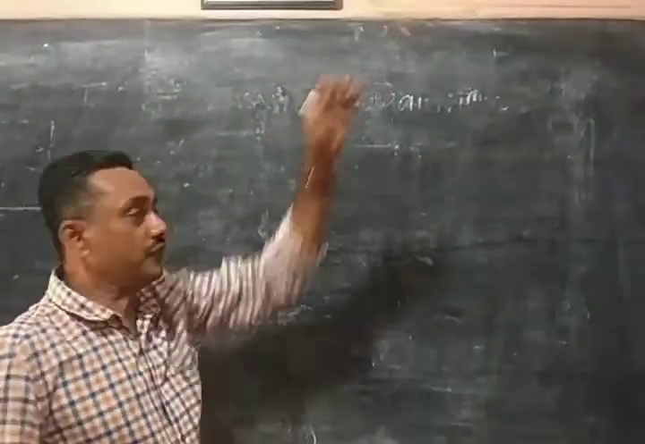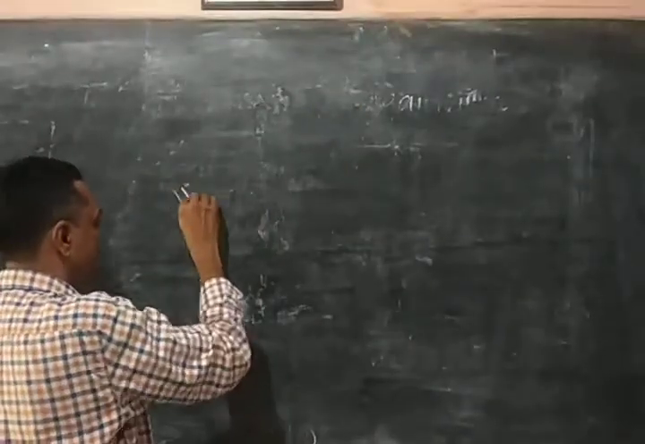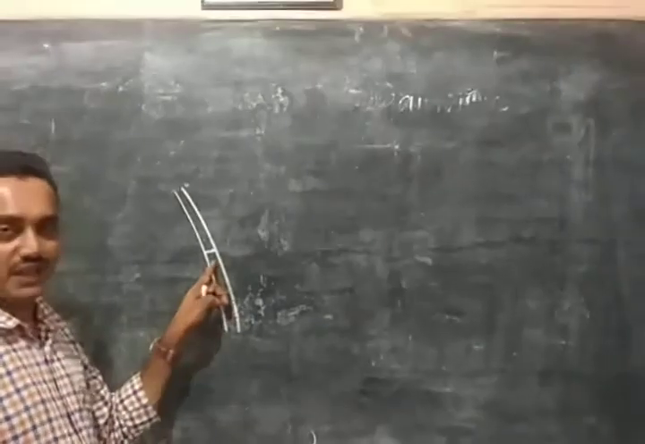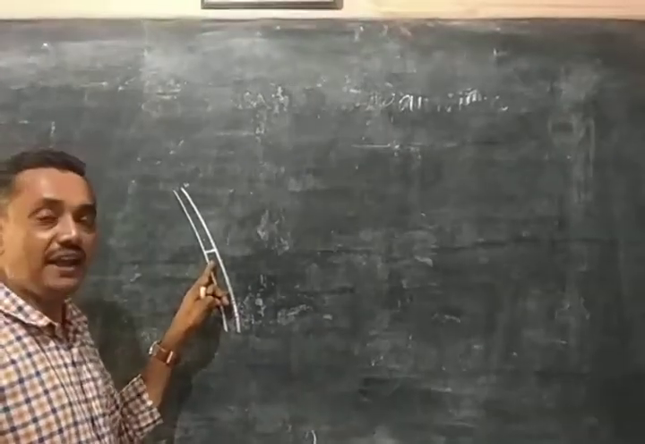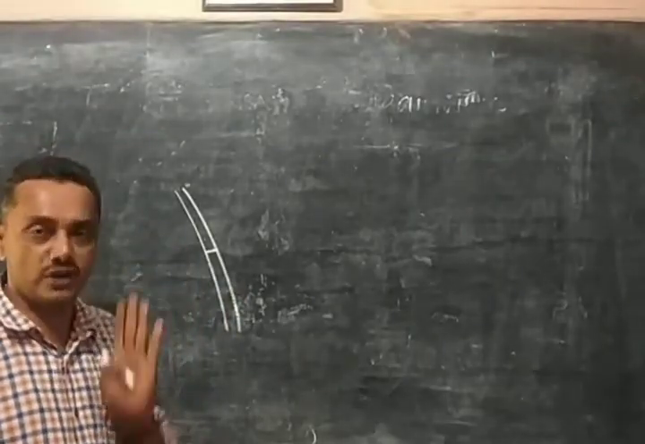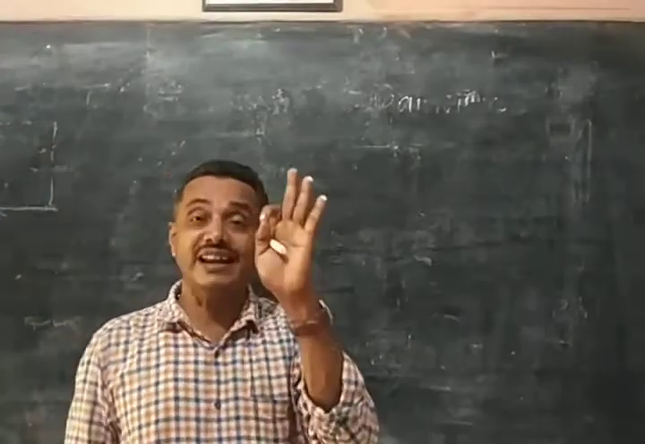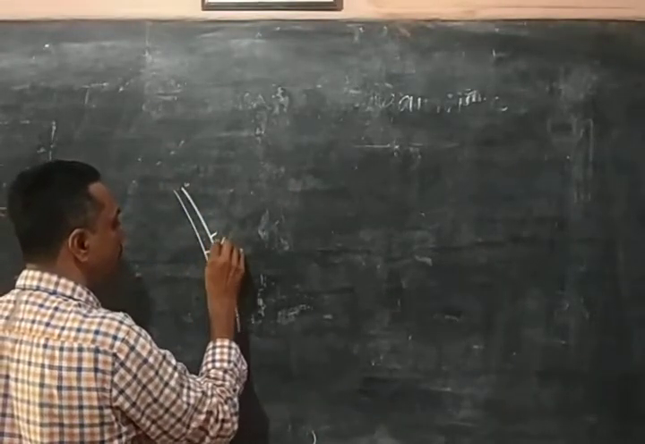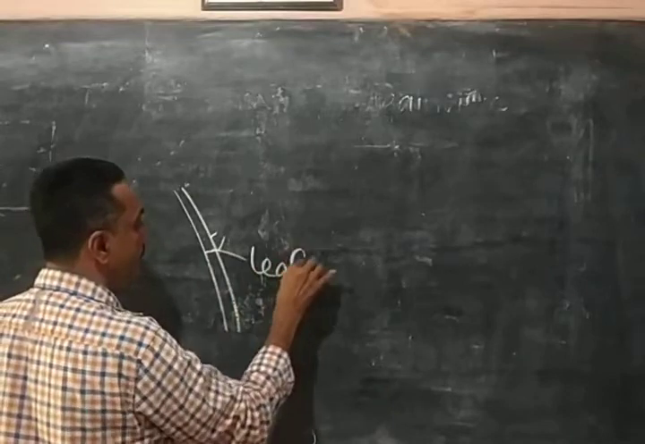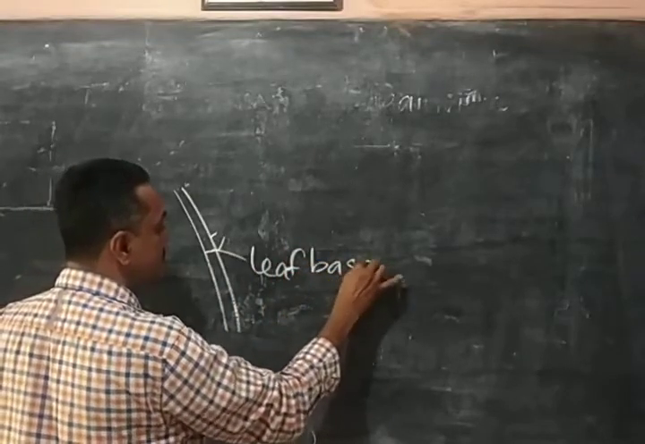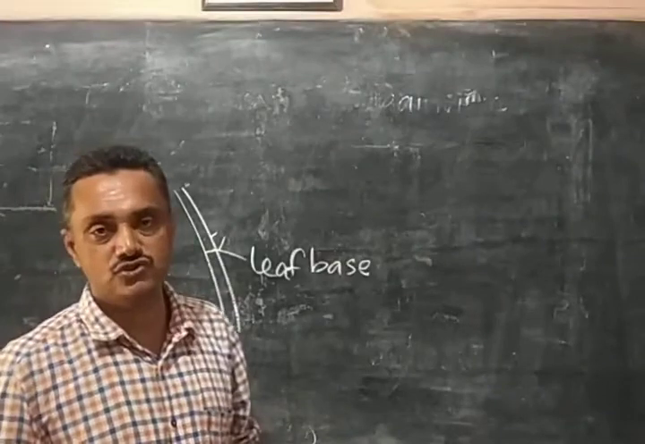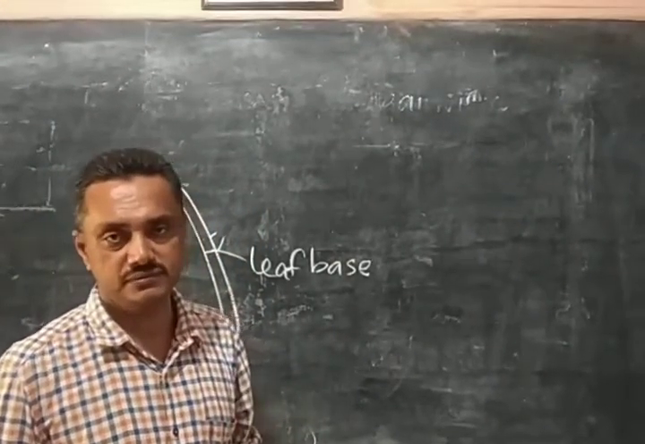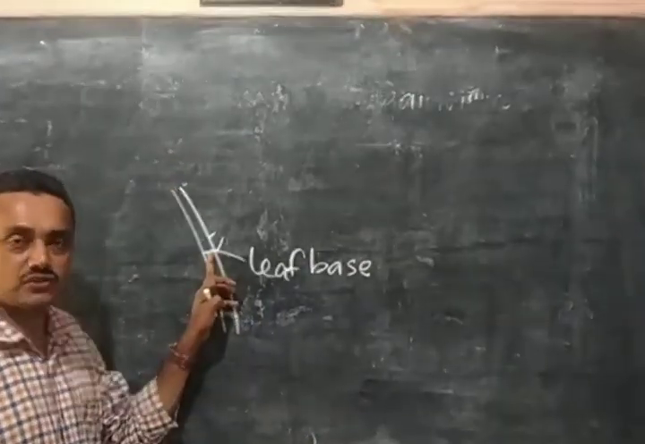A leaf originates from the nodal region. This is the node. From the node, leaves originate. And a typical leaf consists of three parts. A basal part, by which it attaches to the stem, is called the leaf base.